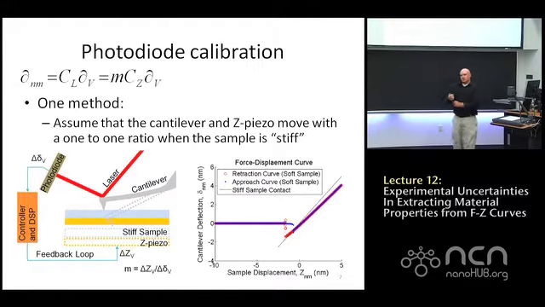Second calibration is the photodiode calibration. So to do this, one way of going about it is to assume that we have a stiff sample, do an F-Z curve on the stiff sample, and if the sample is stiff, we can say there's no indentation, D is 0, in which case we expect the cantilever and the Z piezo to move with a 1-to-1 ratio.